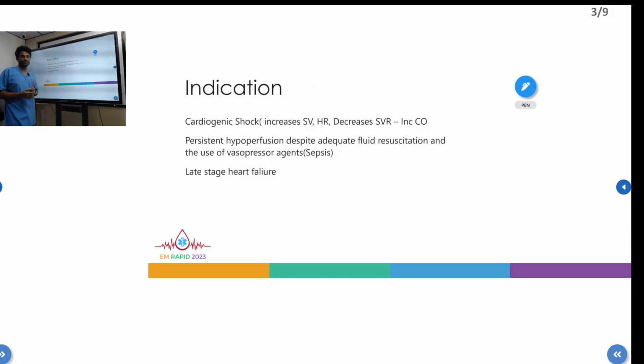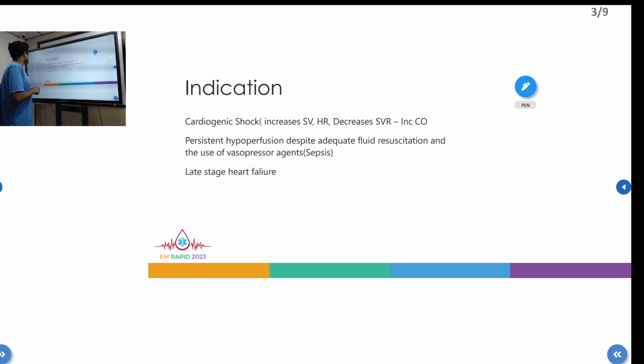Indications for the use of Dobutamine. Dobutamine is mainly used for cardiogenic shock, where, because of its inotropic and chronotropic effect, it increases the contractility and thereby the stroke volume and heart rate, and due to its vasodilatory effect it also decreases the systemic vascular resistance.